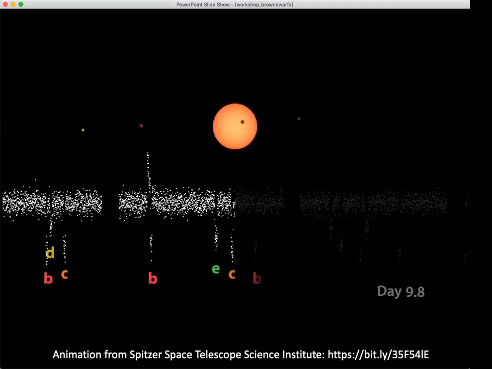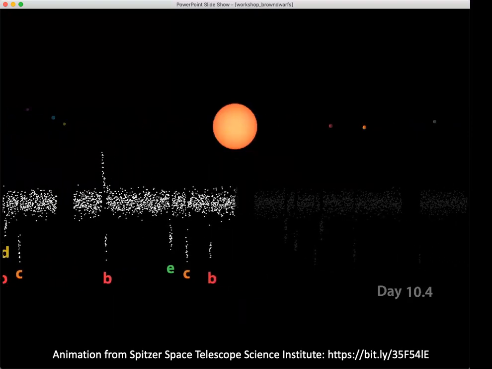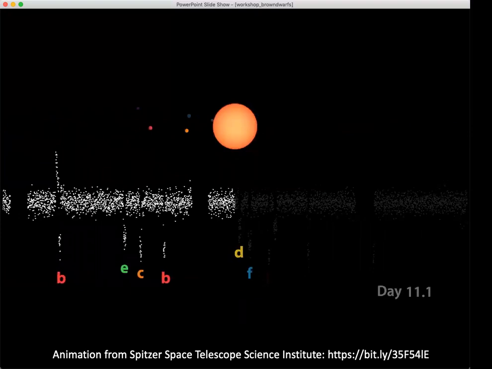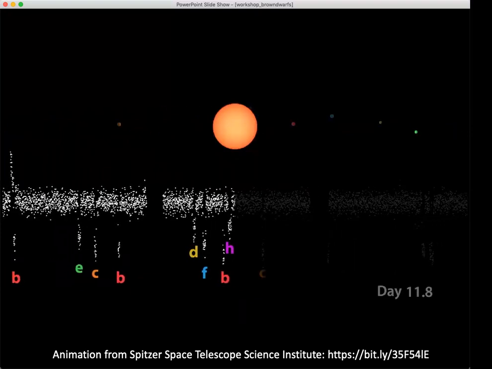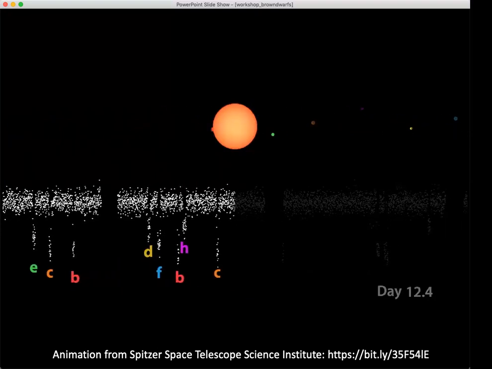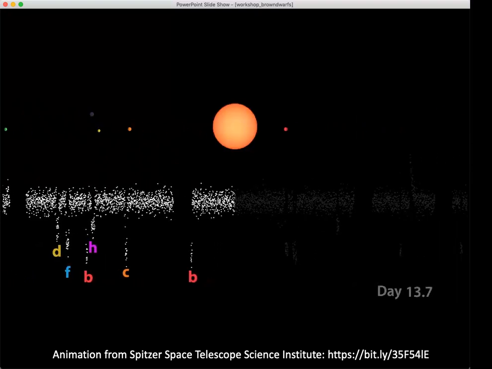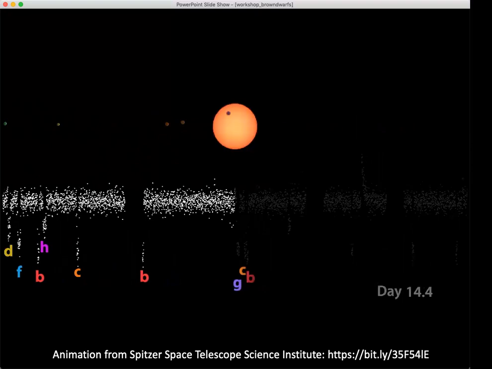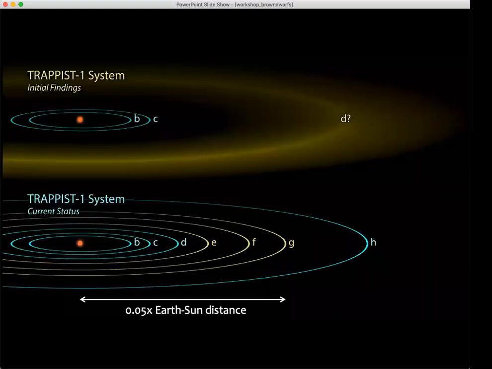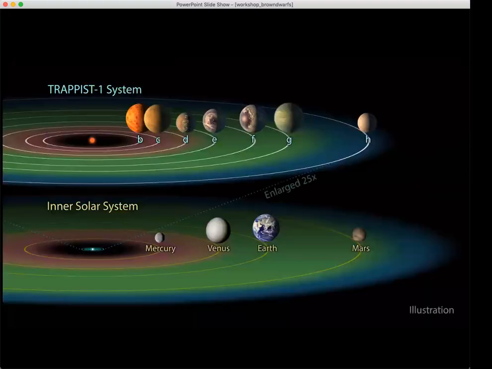Every time a planet passes in front, we get these little dips, and we can see the periodicity of all these things and figure out, first of all, how many planets are in the system, and again, it was about 7. And also how far away they are from the star, based on the periods in which they come back and forth. So this is the map of the TRAPPIST-1 system.